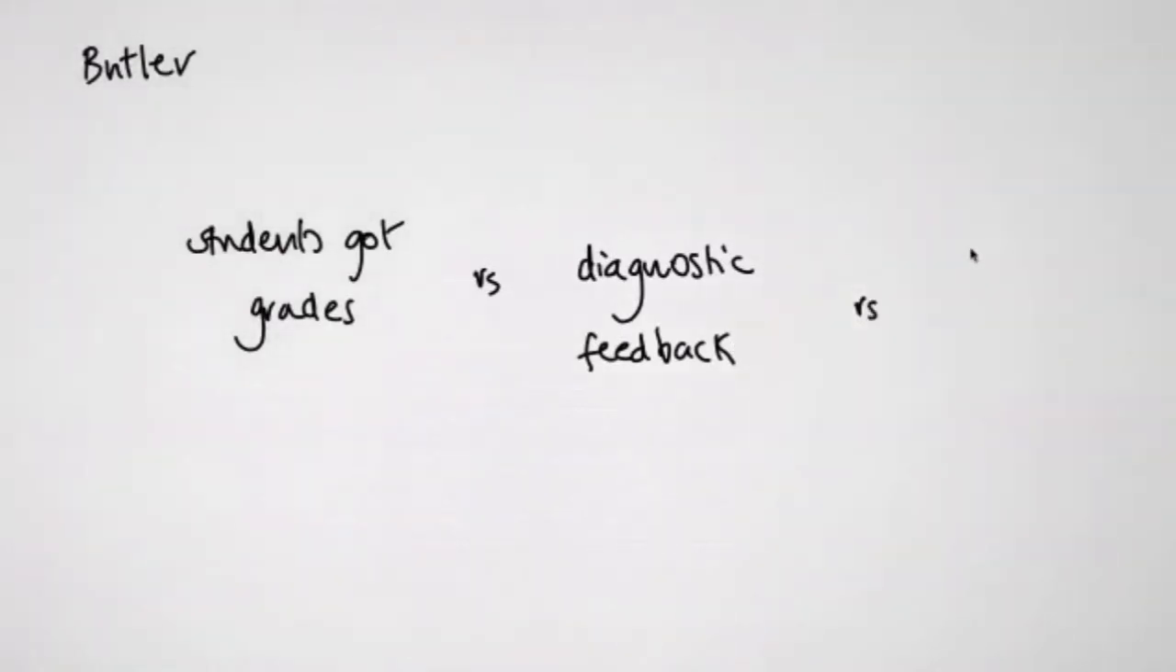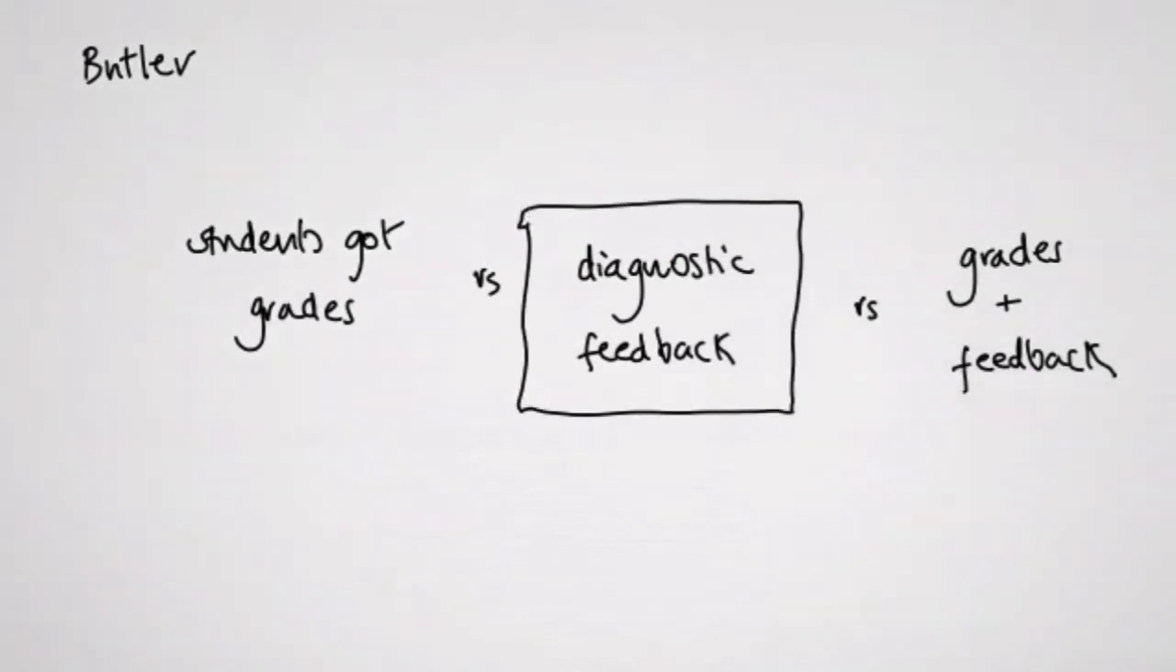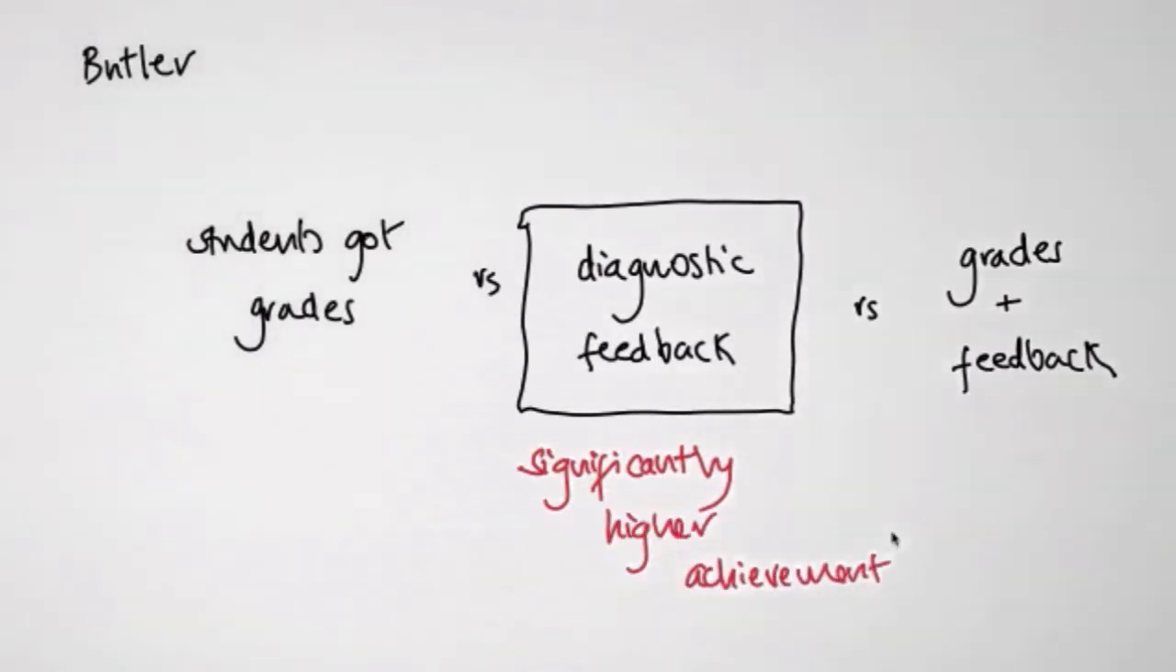Then they added a 3rd group. They said, oh, why don't we give them both? So they gave grades and feedback, and just feedback. And they found that, again, it was the students who only got feedback who outperformed the others. And those who'd got grades and feedback did the same as those who just got grades, because it turned out that once you give a grade, the student just looks at that.